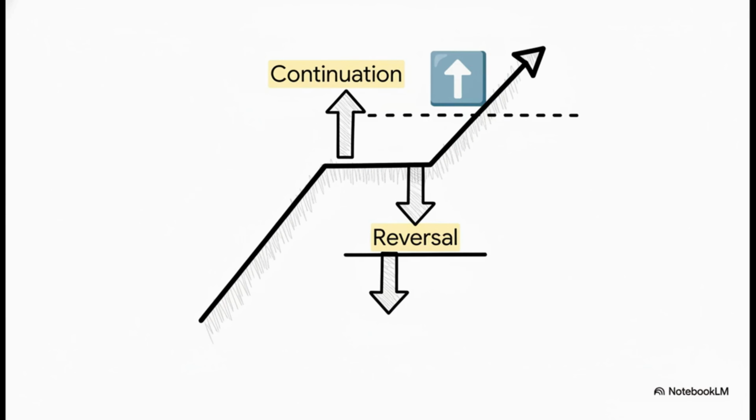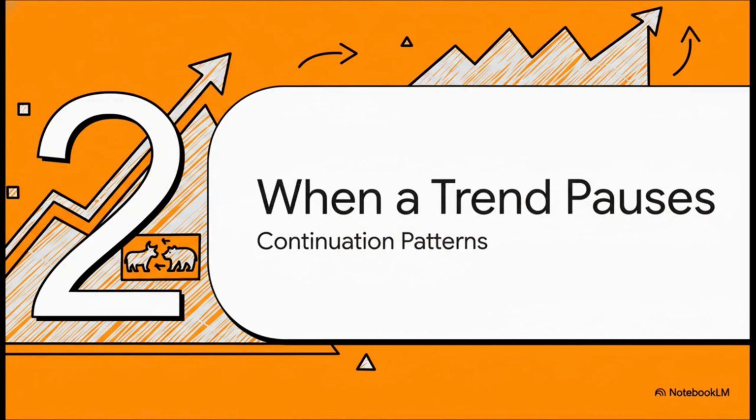So, when the price starts hitting these floors and ceilings, one of two things is usually about to happen. First, the trend might just be taking a little breather before it keeps going in the same direction. We call that a continuation. Or the trend has totally run out of gas and is about to flip around and go the other way. That's a reversal.